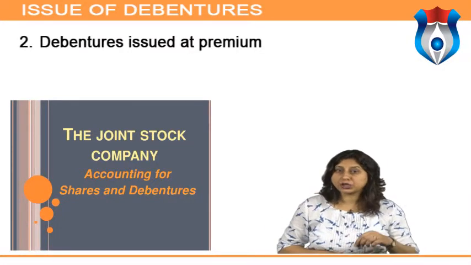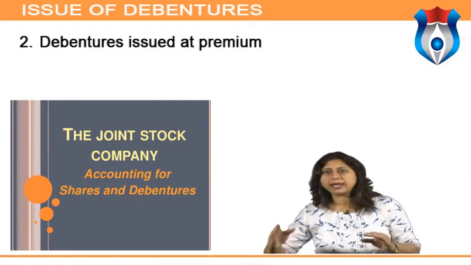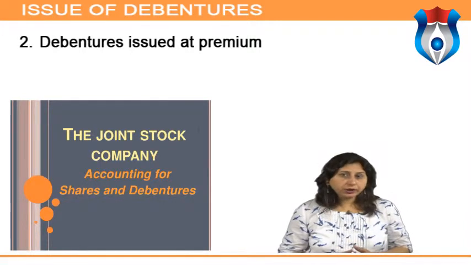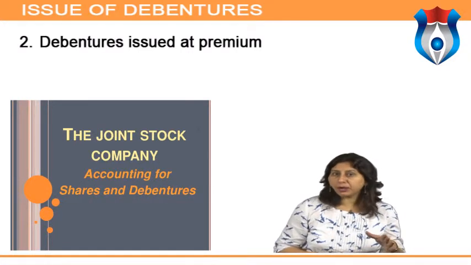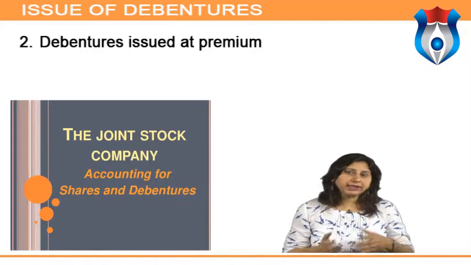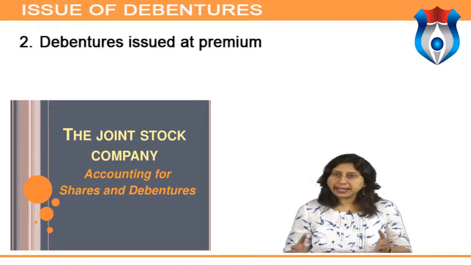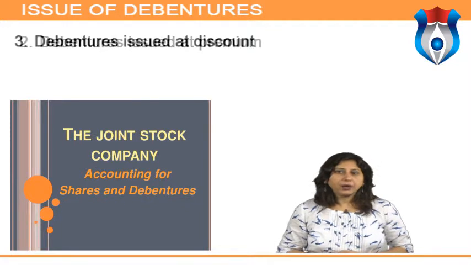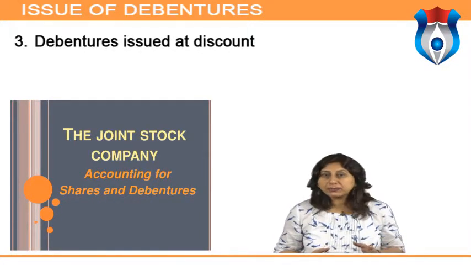Debentures are said to be issued at premium when these are issued at a value which is more than their nominal value. For example, a debenture of $100 is issued at $110. This excess amount of $10 is the amount of premium. The premium on the issue of debentures is credited to the securities premium account as per Section 78 of the Companies Act 1956.